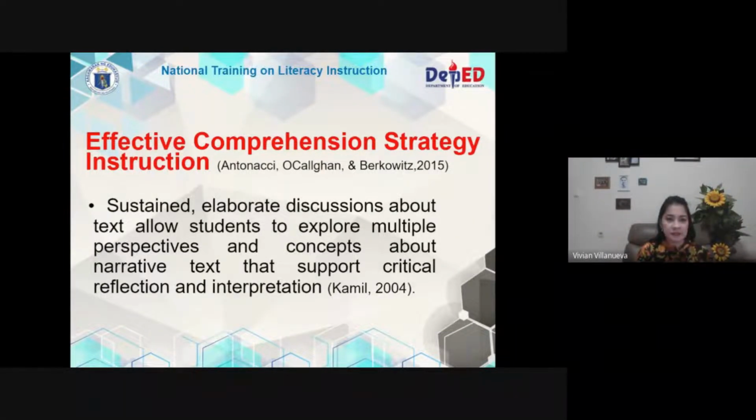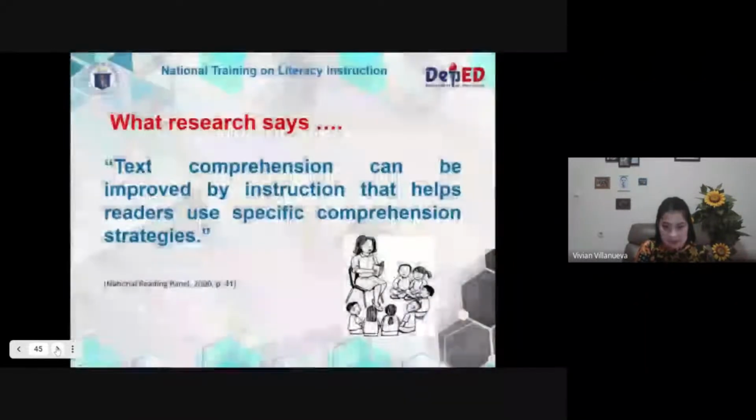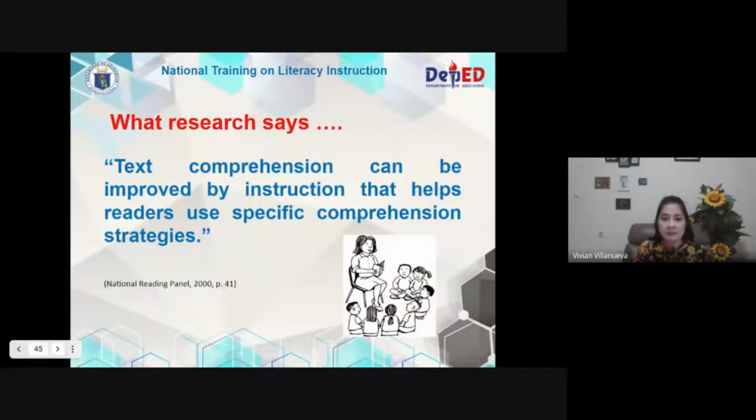strategy instruction, sustained elaborate discussions about text, allow students to explore multiple perspectives and concepts about narrative text, and that supports critical reflection and interpretation. With that kind of lesson, they are able to reflect and interpret the text. Okay, text comprehension can be improved by instruction that helps readers use specific comprehension strategies.